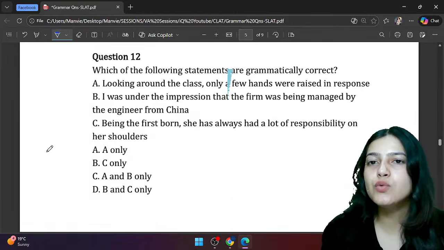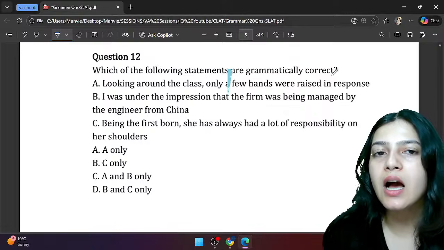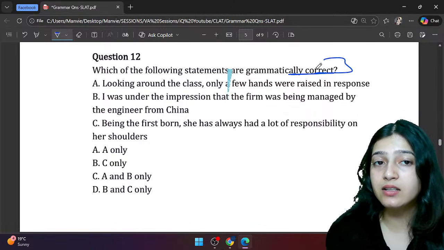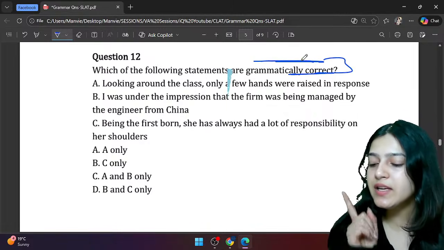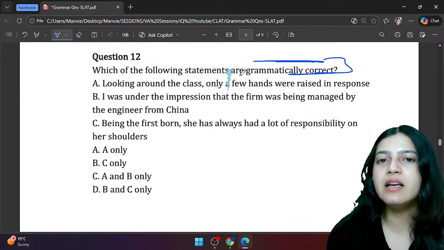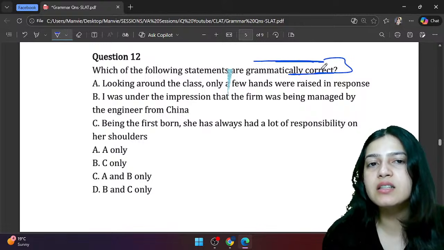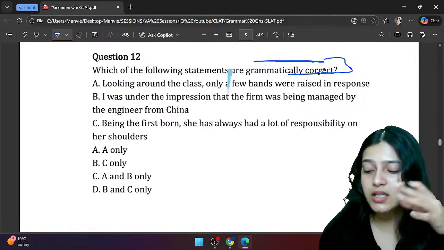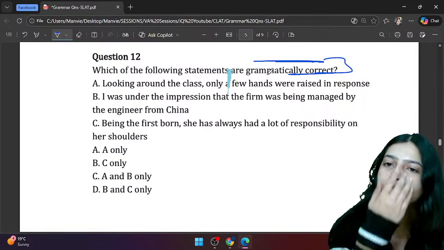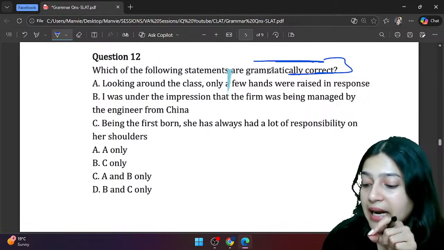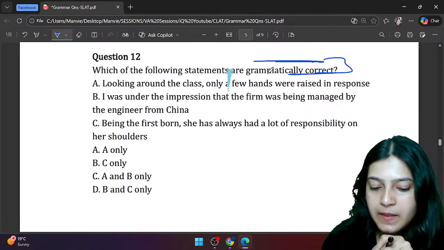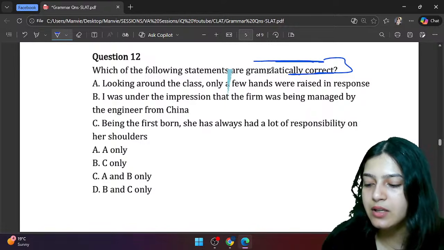Alright, next. Which one of the following statements is grammatically correct? You'll have to read the questions very carefully. Sometimes they will ask you which statement is grammatically incorrect. Sometimes they will ask which statement is grammatically correct, right? So here you need to find the statement which is grammatically correct.